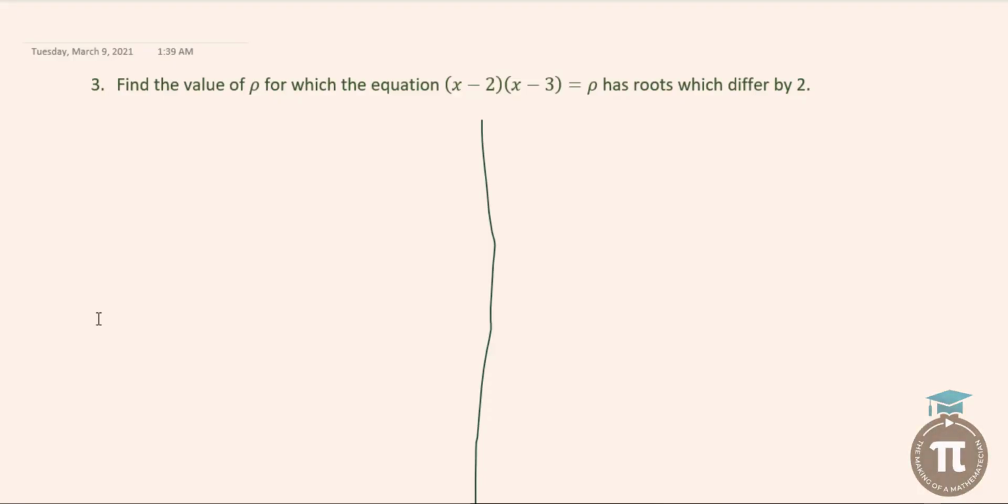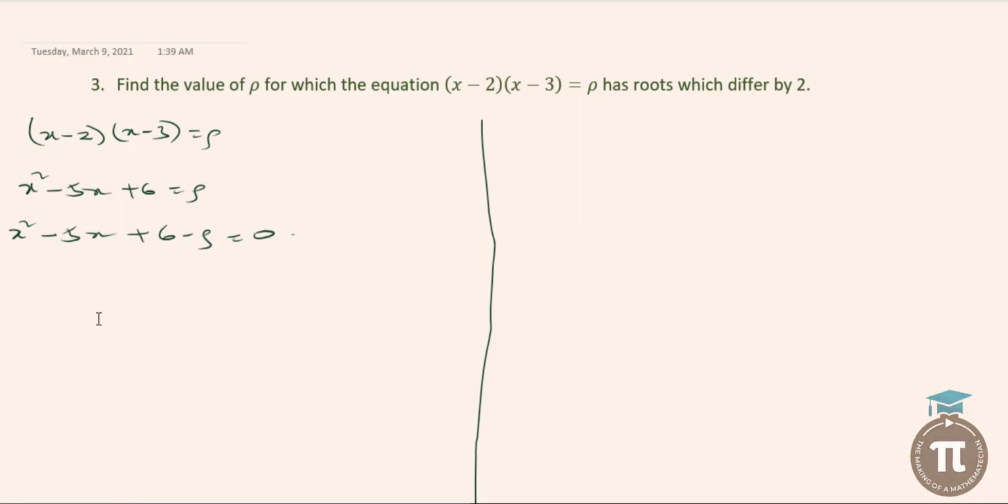So for this third question, it says find the value of rho for which this equation, x minus 2 multiplying x minus 3 equals rho, has roots which differ by 2. So now I'll first start from here. I have x minus 2, x minus 3 equals rho. Open this bracket, or let us expand this. We have x squared minus 5x plus 6 equal to rho. Now I have x squared minus 5x plus 6 minus rho equal to 0.